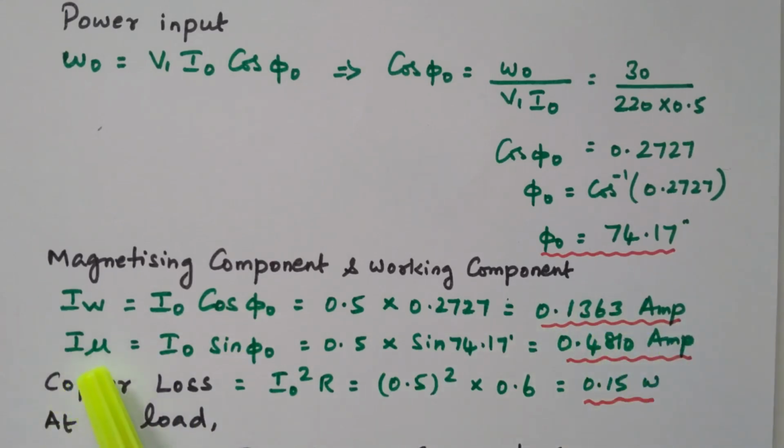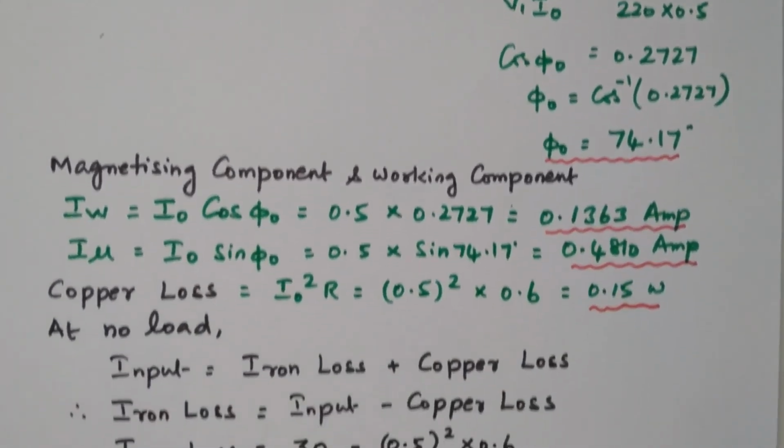Then the magnetizing component is I naught sin phi naught. I naught is 0.5 times sin of phi naught. Phi naught value is 74.17, so sin 74.17. By simplifying this we got 0.4810 amperes. The magnetizing current is calculated. Now we need to calculate the iron loss. The final question is iron loss.